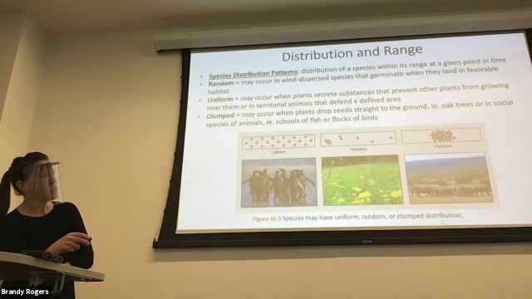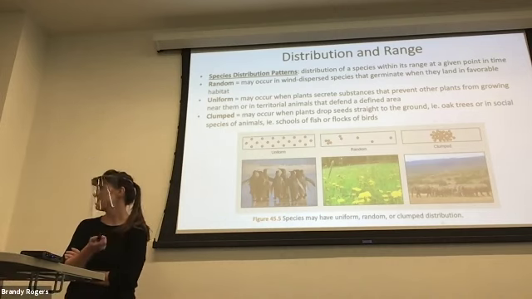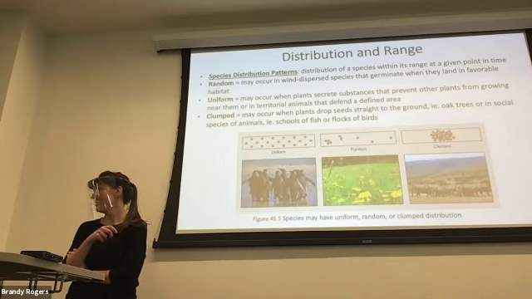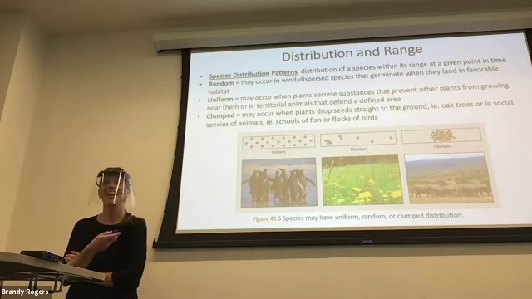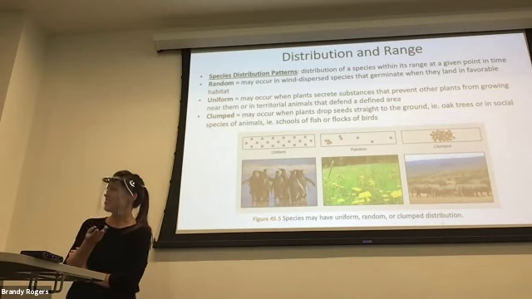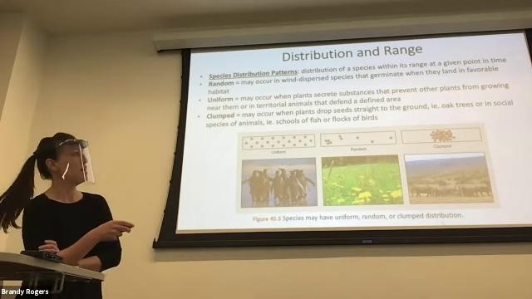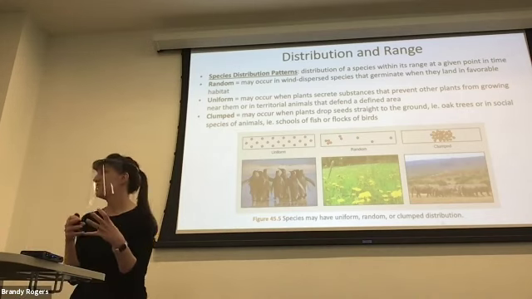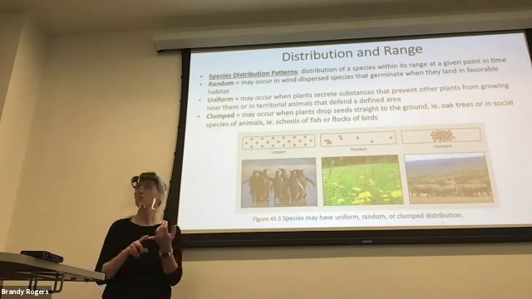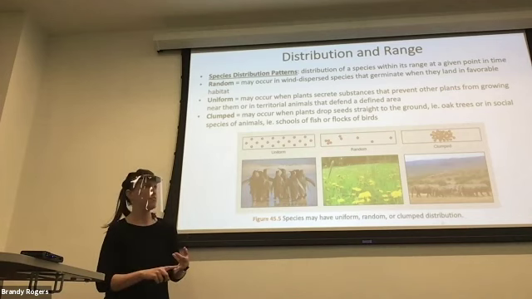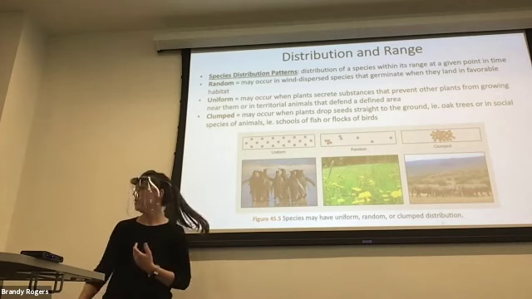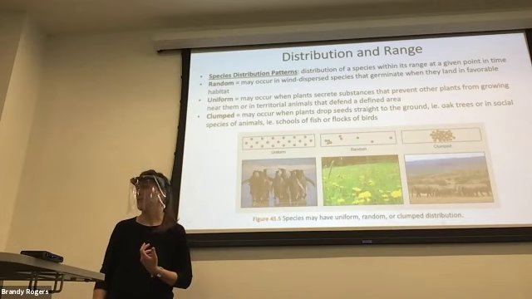And then what do you notice about clumped? What does clumped mean? It means clumped, right? That's why the terminology in these chapters is so nice, because it means what it means. It means that they congregate, they form groups, schools of fish, herds of elephants. What else can we think of that might be clump distribution?